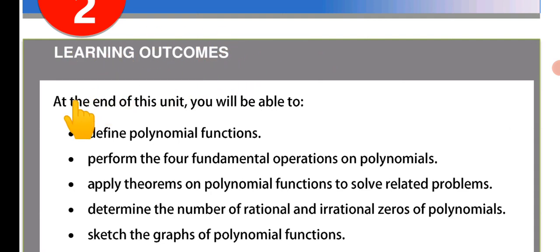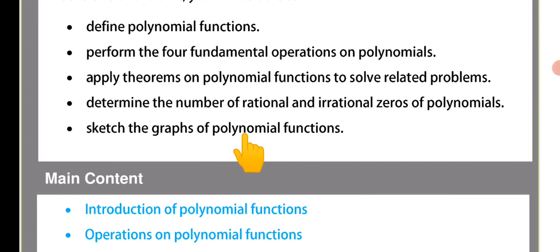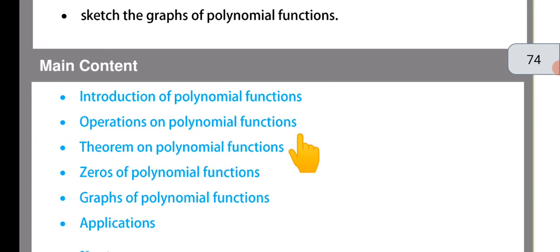At the end of this unit, you will be able to, number one, define polynomial function. After learning this lesson, students should be able to define polynomial function. They should be able to perform the four fundamental operations on polynomials and apply theorems on polynomial functions to solve related problems. Determine the number of rational and irrational zeros of polynomials. Sketch the graphs of polynomial functions. These are the main parts.